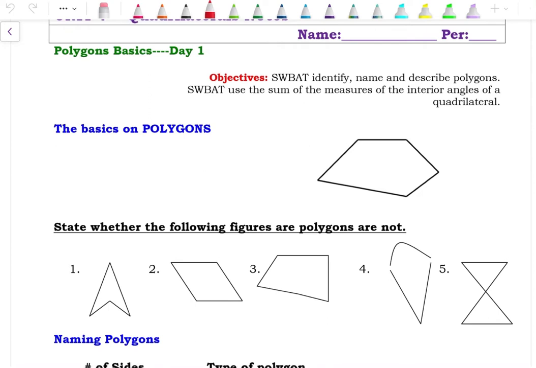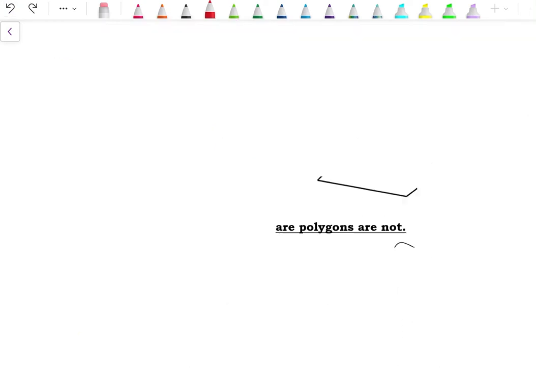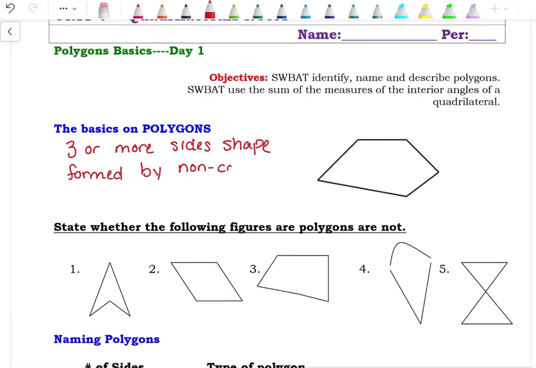A polygon is a 3 or more sided shape, like so. And it is formed by non-collinear segments. So all 3 segments are non-collinear, meaning you can't have a side here and a side here. It doesn't work like that. That's not 2 sides, that's just one big side.